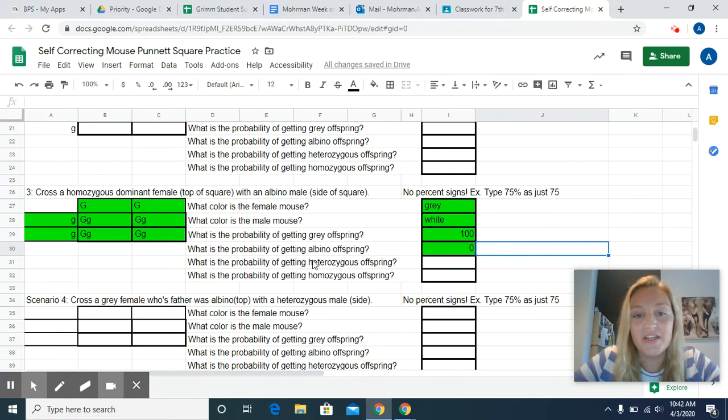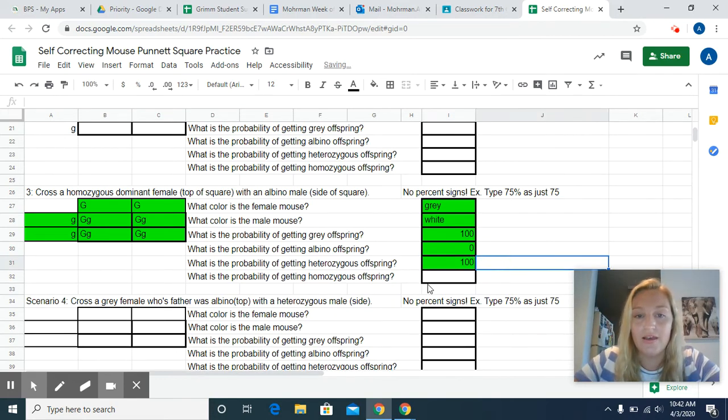What is the probability of getting heterozygous offspring? Remember, heterozygous means 2 different, so you'll have a big and you'll have a little. All of our squares are heterozygous over here, so 100% again. And then what is the probability of getting homozygous offspring? Remember, homozygous means 2 of the same, either 2 bigs or 2 littles. As you can see over here, that's not an option at all. So we have a 0% chance of homozygous offspring.